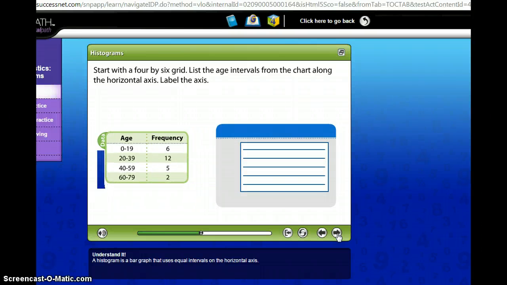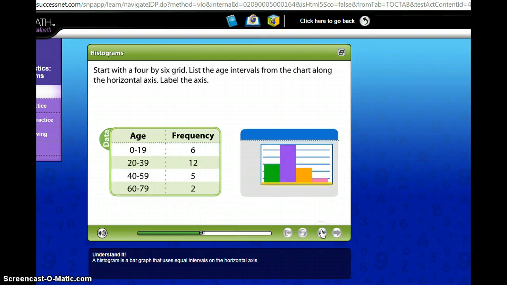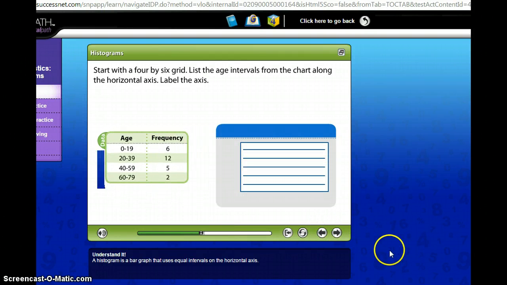Start with a 4 by 6 grid. Oops, sorry. Back it up. Start with a 4 by 6 grid. List the age intervals from the chart along the horizontal axis. Label the axis.